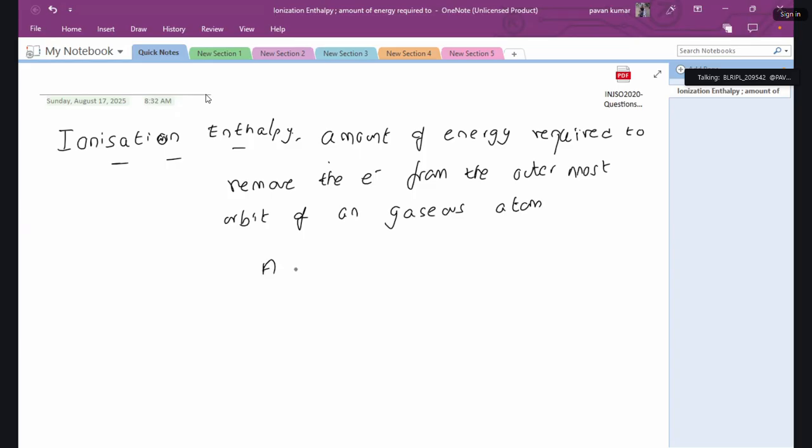And if you take the equation, when A is in the gaseous state, after removing the electron, it will convert into A plus, and this is also gas. For this, enthalpy is positive because you are supplying energy. Okay, that's why delta H is positive. And coming to the ionization enthalpy units, electron volt per atom or kilojoule per mole.